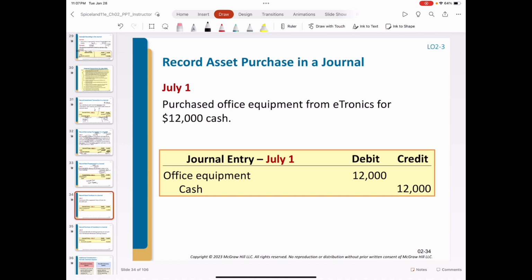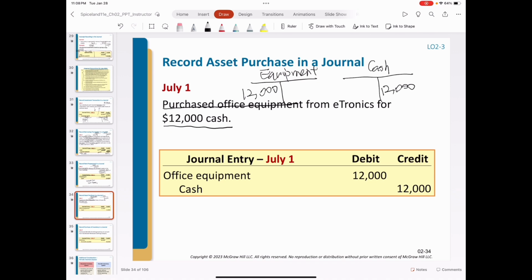Next, purchase office equipment from Electronics for $12,000 cash. So this is a purchase, and the asset is office equipment. I just use equipment. The company now has one more asset, equipment. The value is $12,000 because it is a purchase for cash. Cash will reduce $12,000.